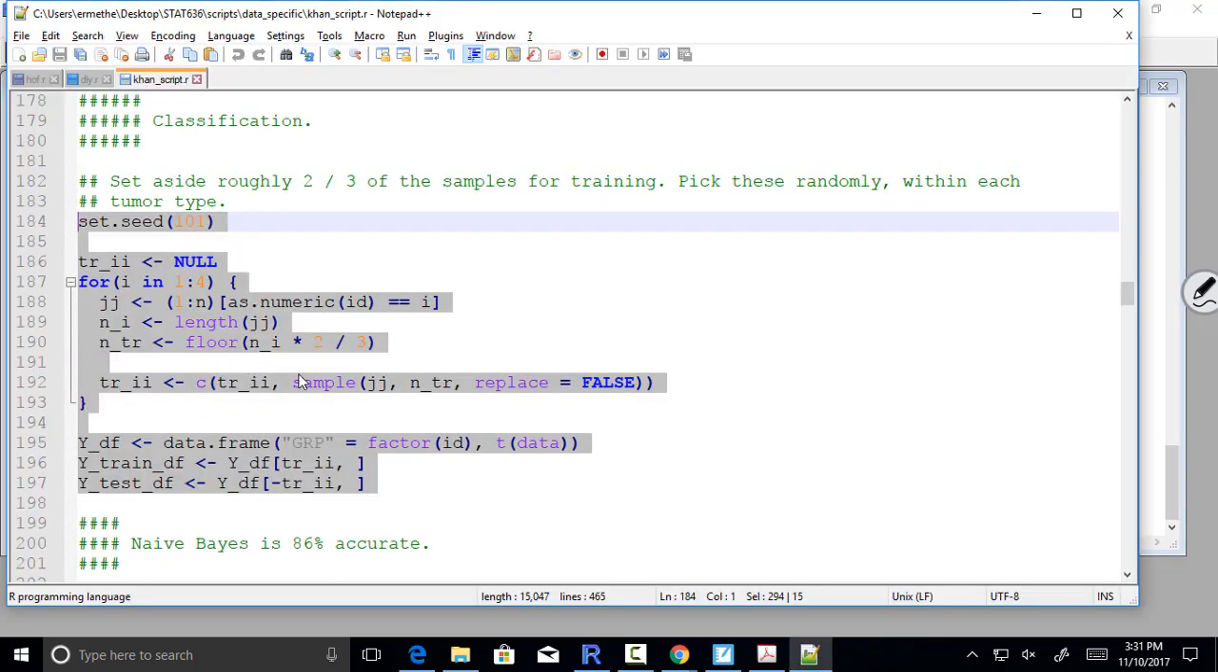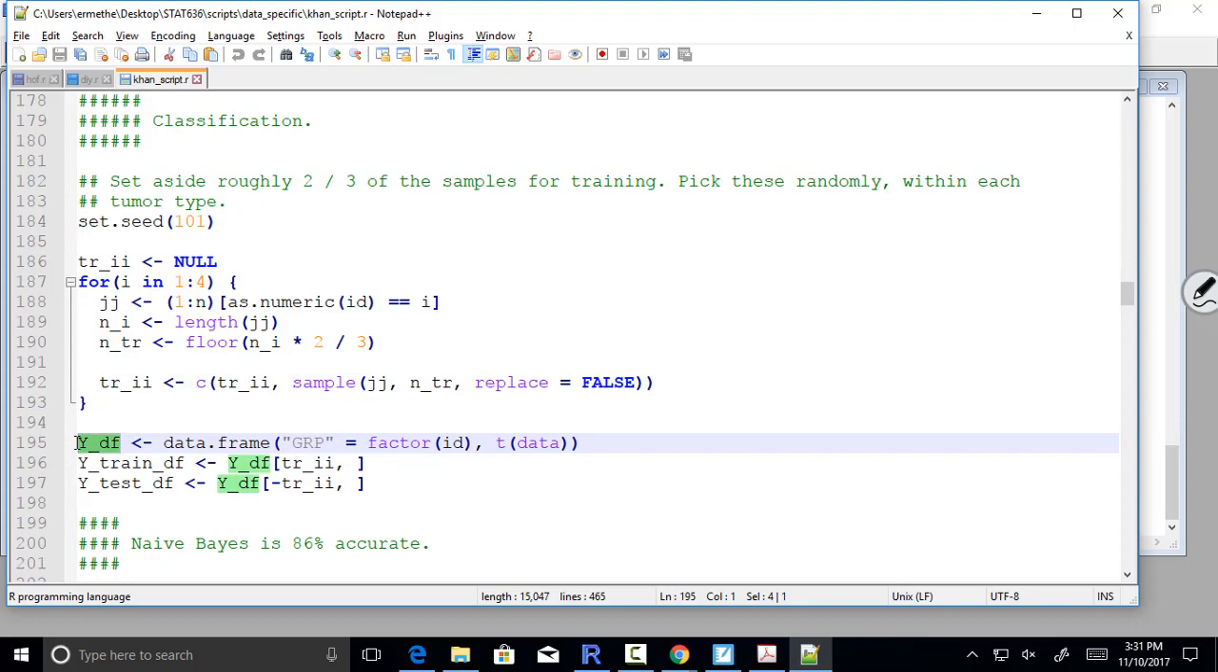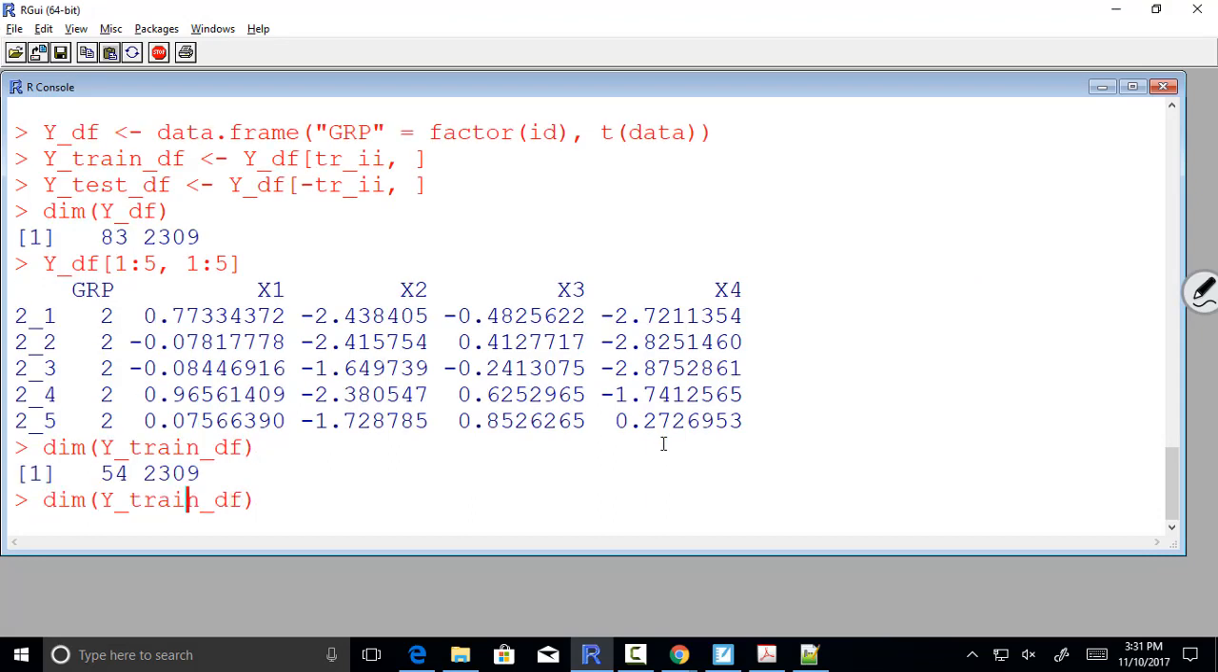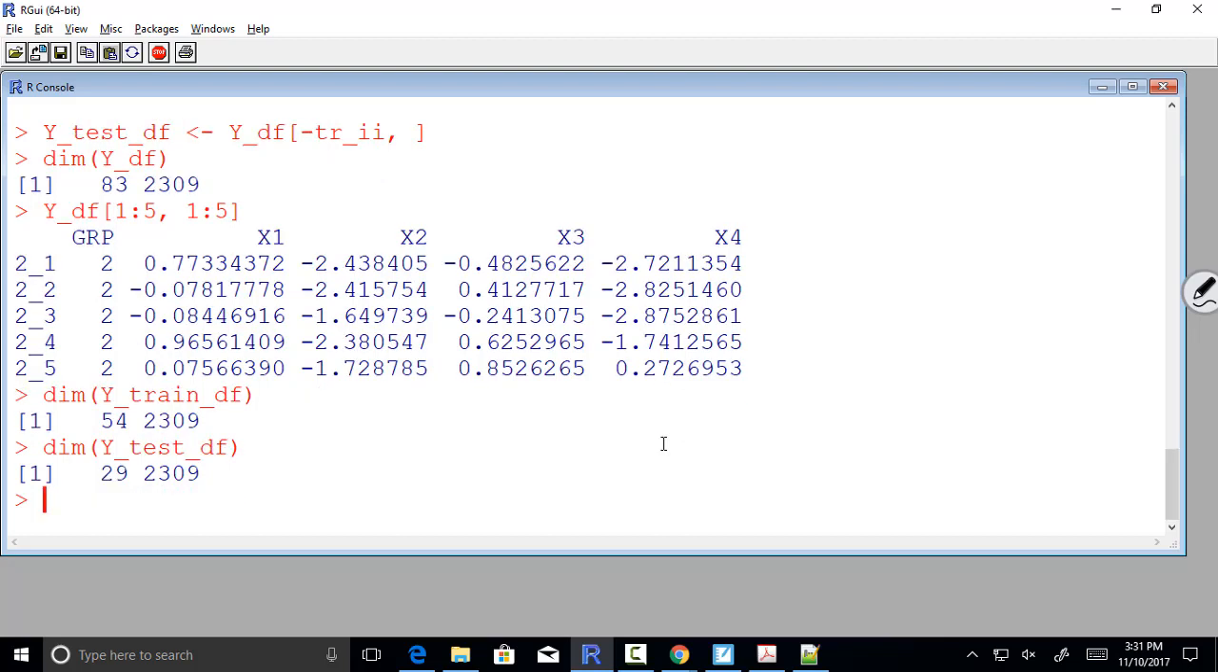After running this code, I have the data in a data frame, and I split that into 2 data frames. So there's a data frame for training and one for testing. Show you those over here. Y_train is 54 randomly selected from the 83, and Y_test is everybody else.